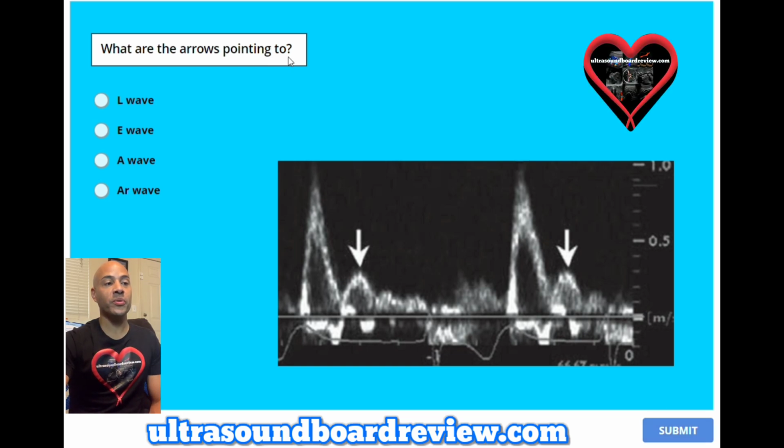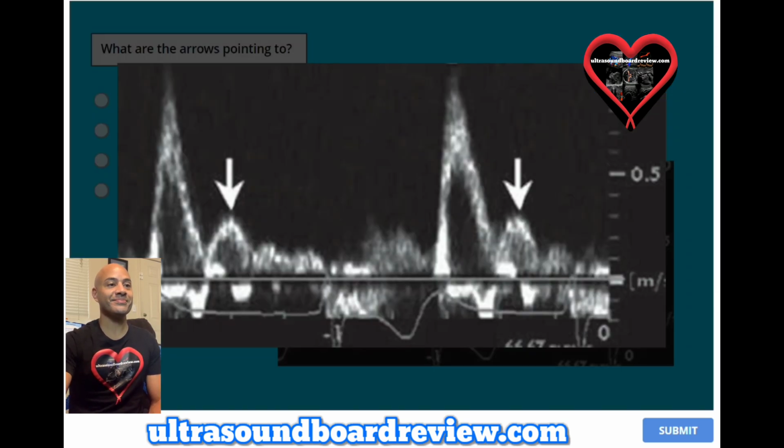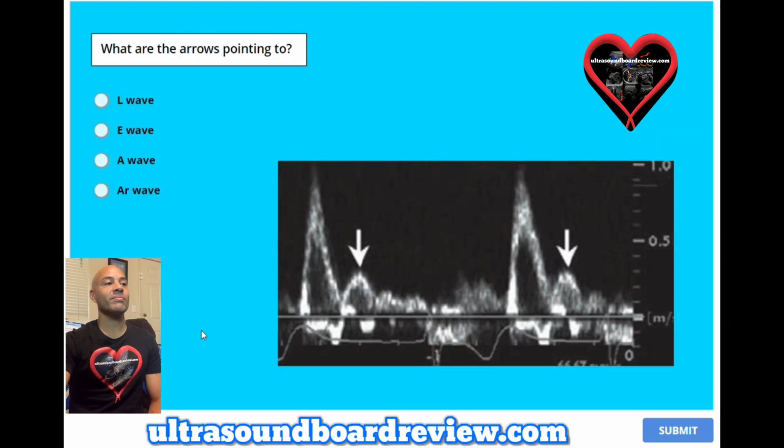What are the arrows pointing to? A, L wave, B, E wave, C, A wave, or D, AR wave? The answer is A, L wave.